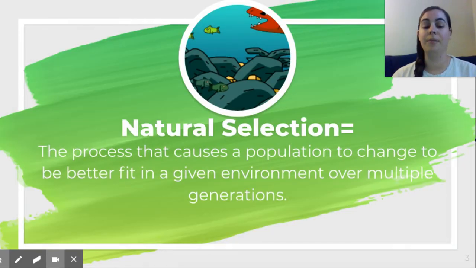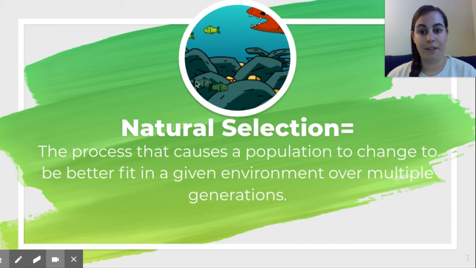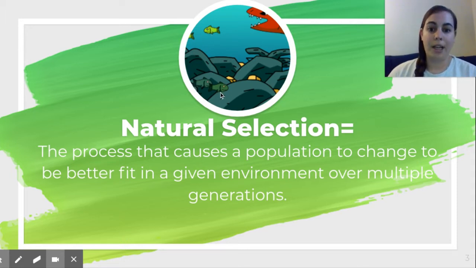Natural selection is the process that causes a population to change to be better fit in a given environment over multiple generations. In this picture, we have a fish species, and there are some different colors, bright green and dark green. The dark green guys are better for this rock environment than the light green guys. These guys are going to get eaten.